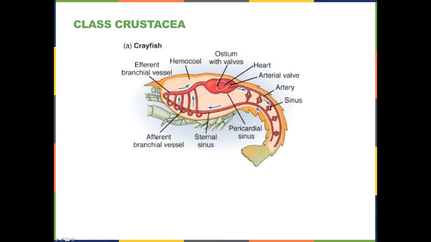Anytime you see AF, it means it's carrying blood to an area, and EF means it's carrying blood away from an area. Here's the heart, and the heart has two chambers with valves within, and then sinuses represent areas where the blood actually leaves the body and then returns back. Now, the heart is also contained within something called the pericardial sinus.